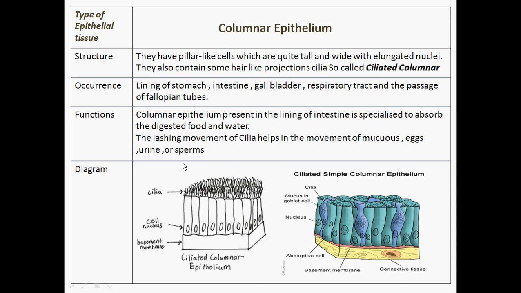Now, the function of columnar epithelium present in the lining of the intestine is that it is specialized to absorb digested food and water. And the cilia, present on the top of the columnar cell, help in the movement of mucus, eggs, urine, or sperms to the different excretory parts of our body. So these are the common functions of the columnar epithelium.